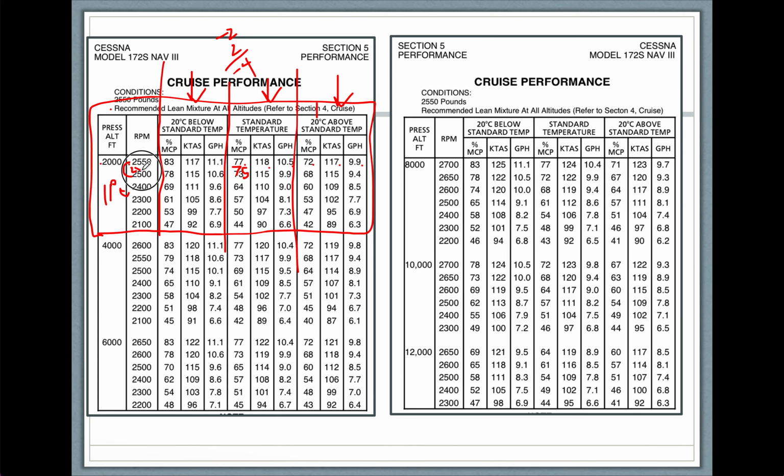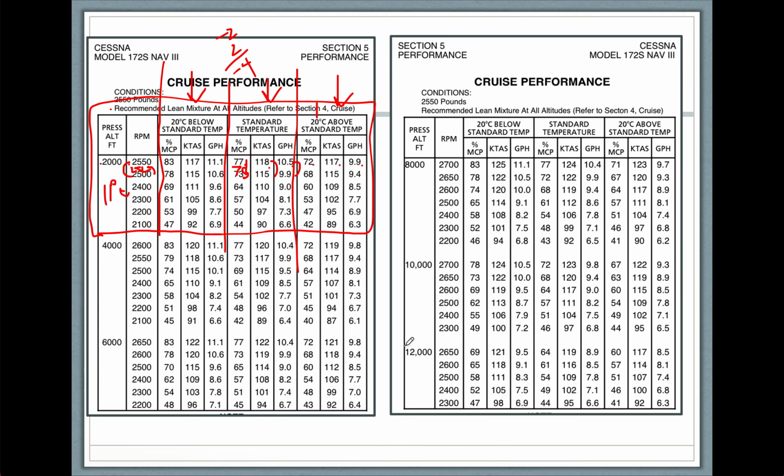I'll do my best to write it small. And I would get a number halfway between those two, halfway between these two, and halfway between those two. I would be flying at 116.5 knots true airspeed, and I'd be burning around 10.2 gallons per hour, if I was at 2,000 feet on a standard day with my RPM set at 2,525 RPM.